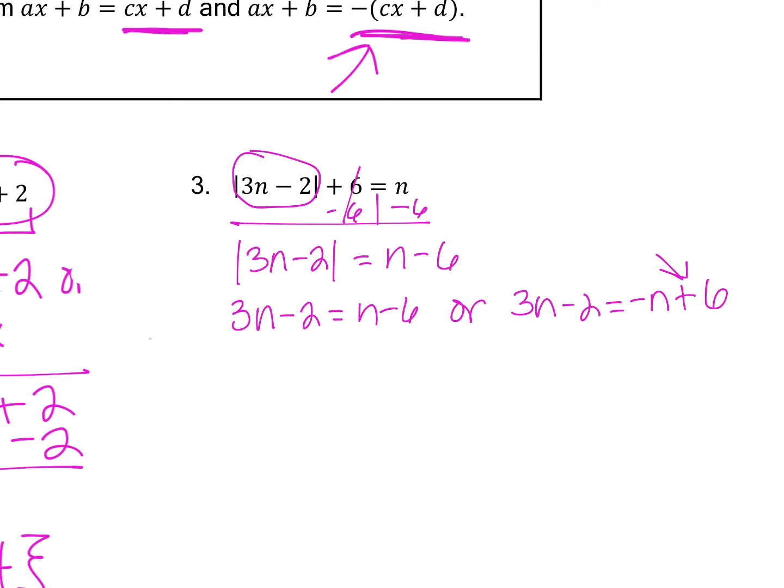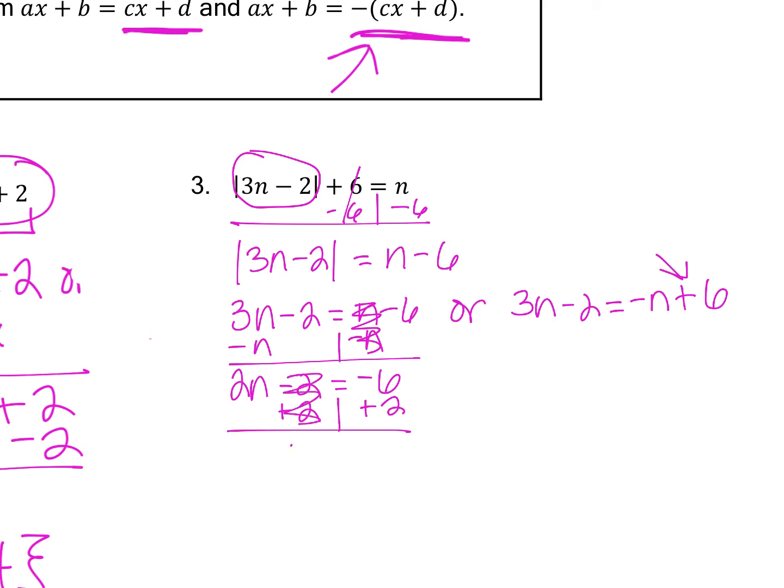Okay, so now I'm going to solve each one separately. Doesn't matter which side you move your n's to. So I'm going to subtract n. That's 2n minus 2 equals negative 6. We're going to add 2. That's 2n equals negative 4. So our n will be negative 2 after we divide it.